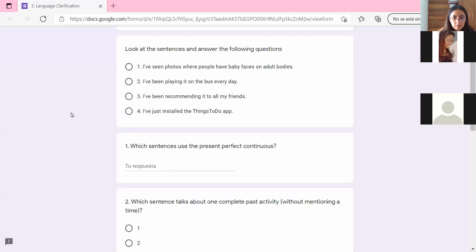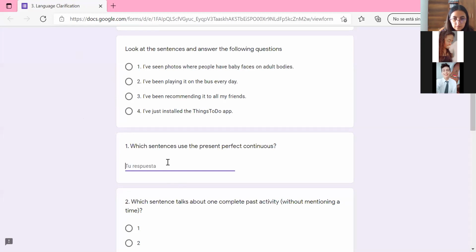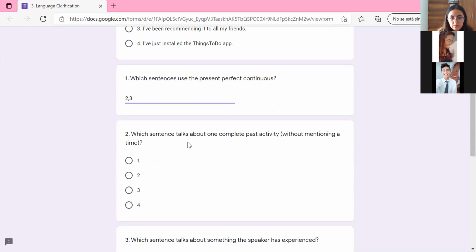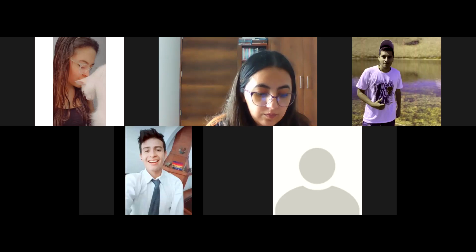Present perfect continuous no es la 2 y la 3, creo. Por lo que termina el verbo en ing, debe ser. Solo Gaby está trabajando en este grupo. Come on, guys. Number 2, Vivi, Steve. Oh, la tercera. Eso le recomienda ahí a todos sus amigos.